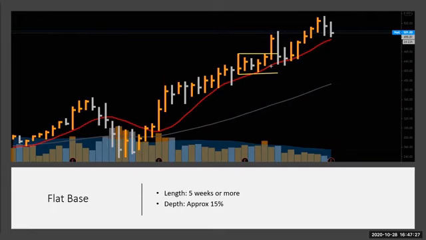And the depth should be roughly 15%. If it's 16%, okay, fine. If it's 17%, you're pushing it a little bit. But it should be in the neighborhood of 15%. If it's less than 15%, say 10% or 11%, that's perfectly fine too. It's when it starts to get into the neighborhood of 20% that it's too deep for a flat base.